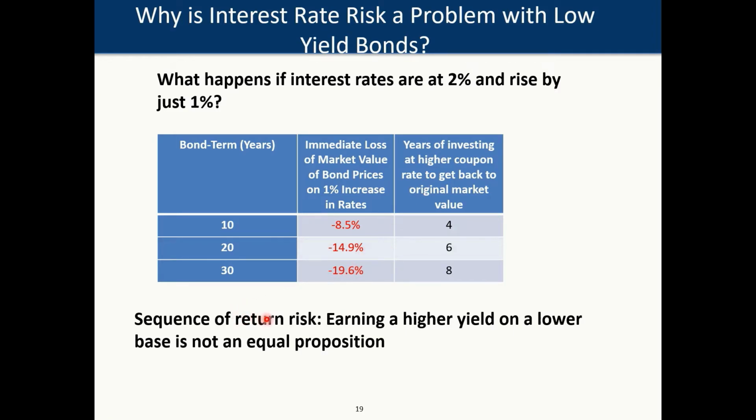So sequence of return risk means that earning a higher yield on a lower base, because you've lost this base initially, is not an equal proposition. Even though interest rates rise, it's going to take you a while to get back to just what they immediately put into those bonds. And the problem is that the entire financial planning did not assume this reversion of interest rates back to the mean. If you did your stochastic models assuming bonds are at 2%, the whole retirement strategy is dependent on that 2% return on bond yields.